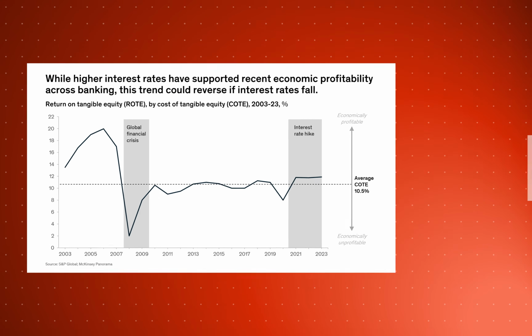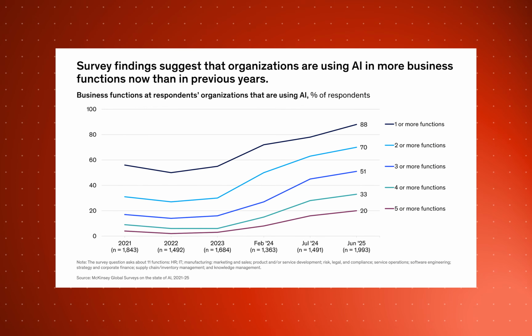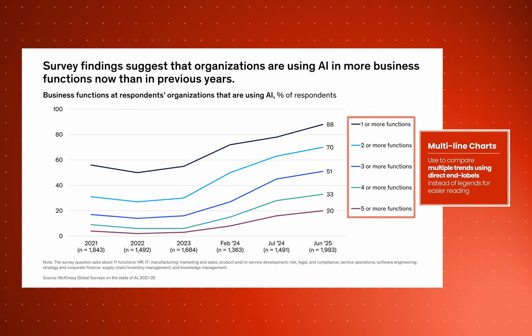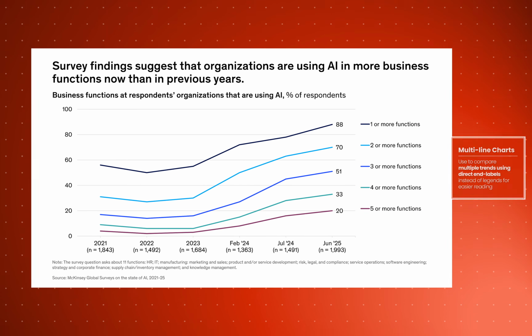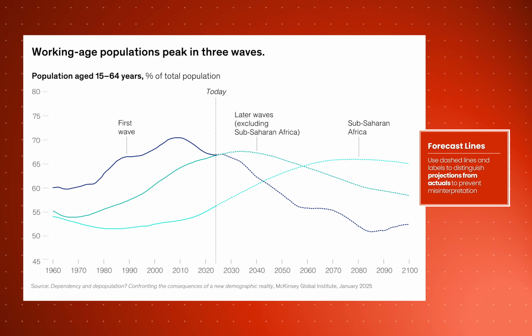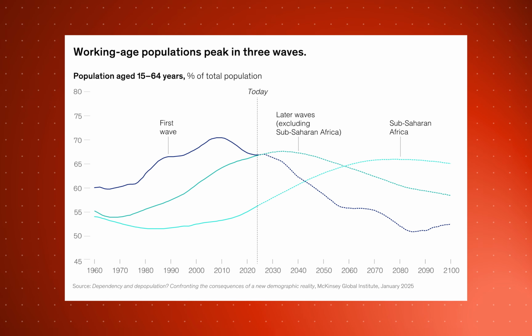Of course, there are also multi-line charts as shown in this example. In the case of multi-line charts, it's best to use direct labeling, positioning the category name at the end of each line instead of forcing people to match the color to a legend. For forecast and projected data, it should be made visible with annotated elements, either dashed or dotted lines and labels to ensure the trend is clear and not subject to misinterpretation.